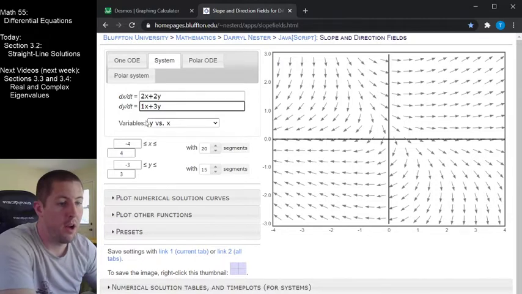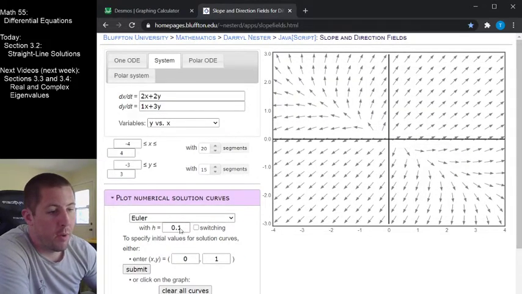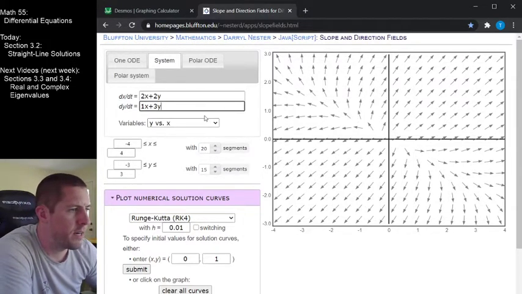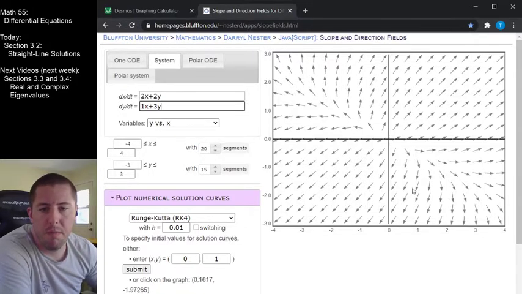I've learned now I'm always going to go to Runge-Kutta of 4 and change this to 0.01 at least. And I'm going to go ahead and hit enter here to graph these right here. Yeah, so I'm seeing my slope field that's out here.